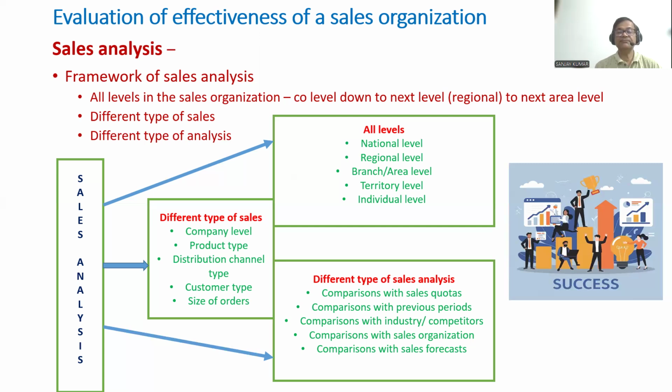Then customer type: which customer group? So many groups are there. Children are there, young people are there, old people are there, female or male, working ladies, gents. Who is doing well? Who is more viable? That also you should decide. Size of orders: if it is a small size of order, is it viable or not?